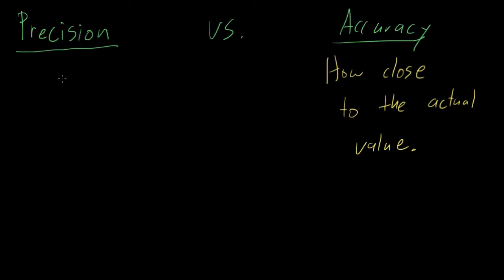Precision means how, it's hard to put, sort of how reliable. So maybe like the reliability of your results, or of your measurements. So kind of consistency.